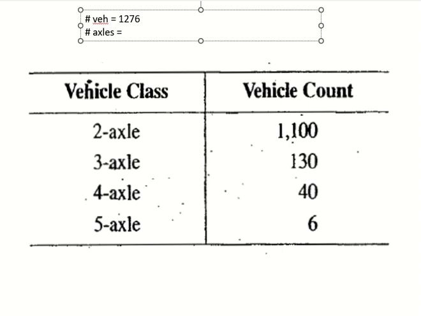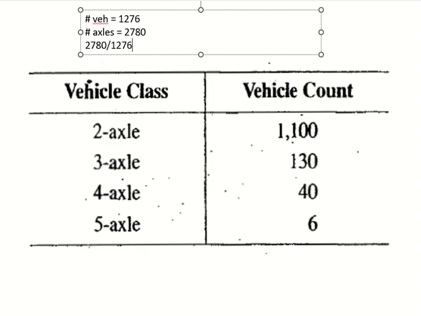So 2 axles, how many times? This many times. 3 axles, how many times? This many times. You have to multiply. 2780. So 2 into this, plus 3 into this, plus 4 into this, and so on. Now you will divide: 2780 divided by 1276, how much?